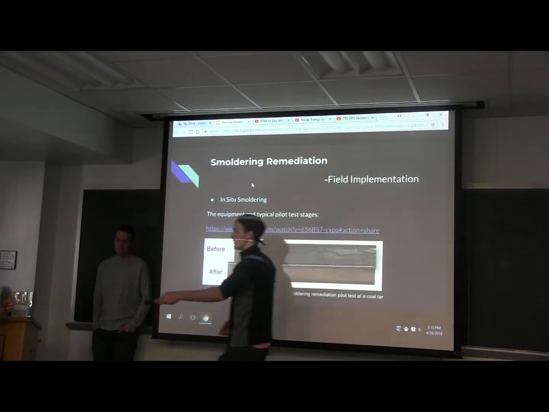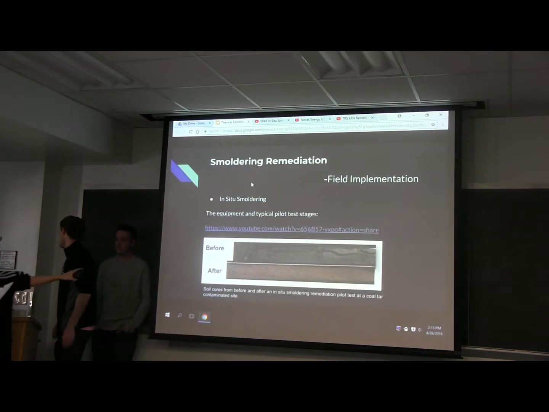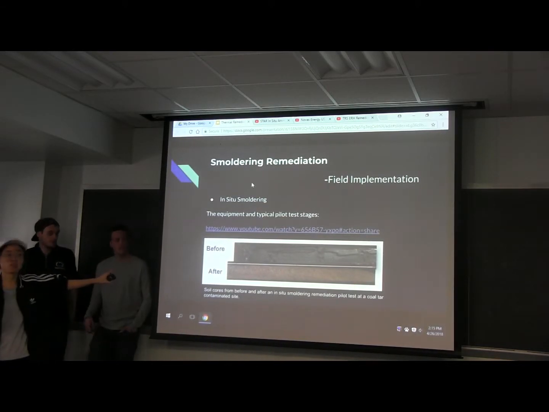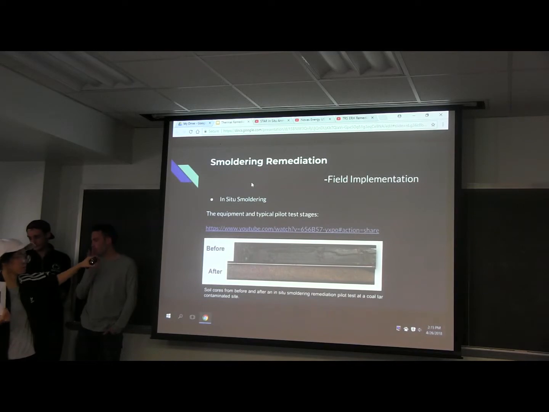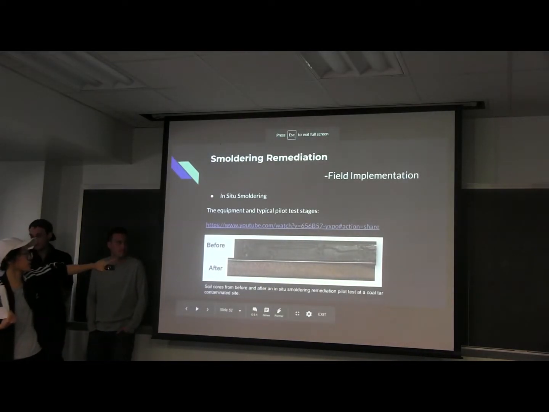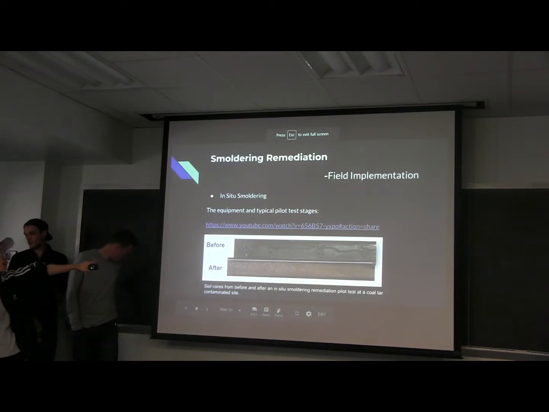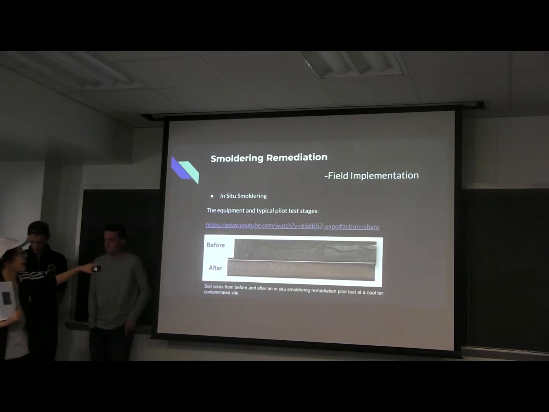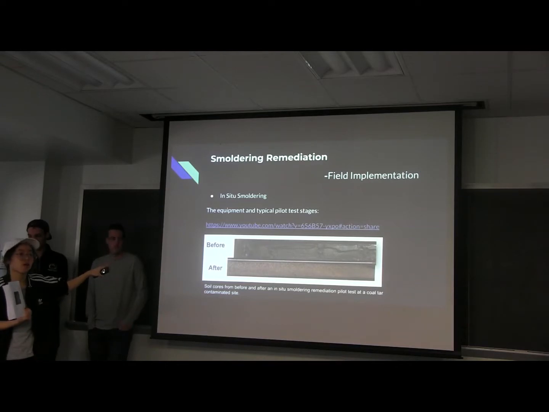And this photo shows how the soil is different before and after the remediation. You can see that the soil before has a black color, the contamination, but after the remediation the black part is all removed.